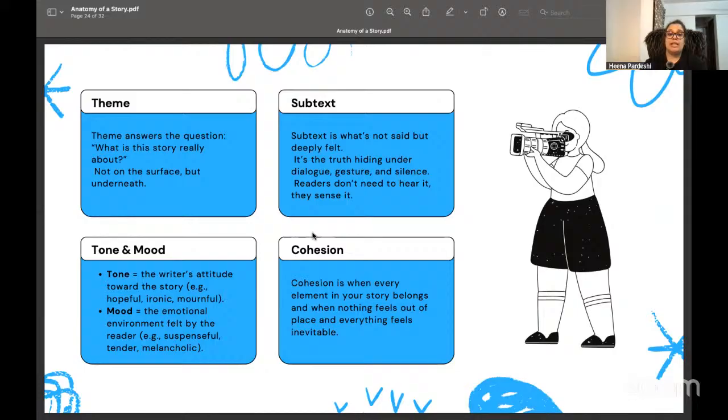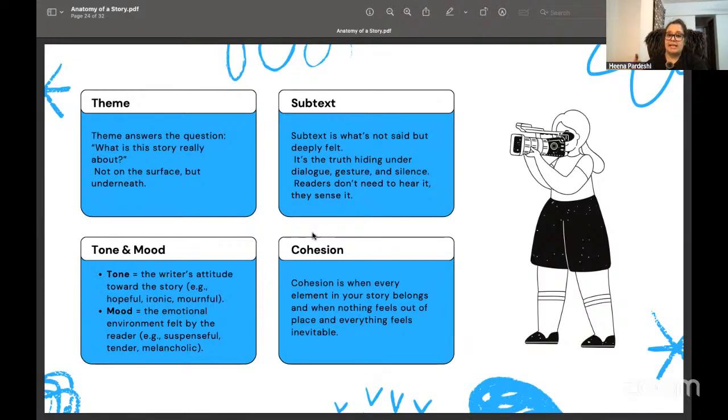Now, the last one is cohesion. Cohesion is basically when every element in your story belongs and nothing feels out of place. Everything feels inevitable. It is the seamless flow of cause, effect, and meaning throughout the narrative. It ensures that every scene, image, and emotion arises naturally from what came before and contributes to what follows. Nothing feels random or disconnected.